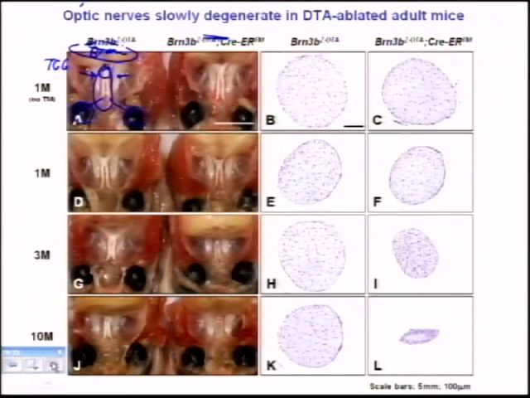So here's 1 month after we inject the tamoxifen, and you can see here's the nice optic nerve here in the control. And here's the optic nerve, and these are cross sections of the optic nerve. You see it's a little decreased. And here's 3 months later, and here's the optic nerve of the control. And now you see the optic nerve of the animal where we've activated the diphtheria toxin is degenerated. And you see the cross section of the optic nerve is even less.